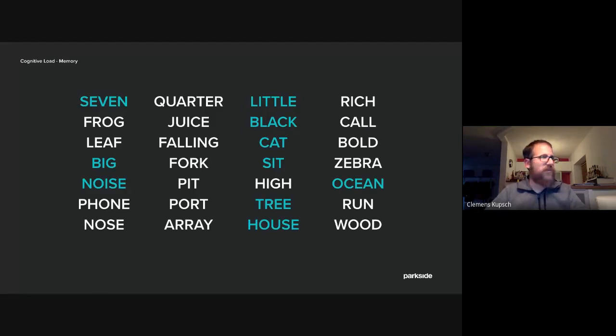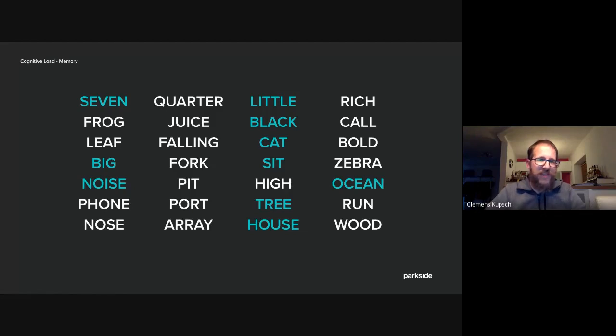For example, here I highlighted some of them. And this again is a very personal thing, so it could be different for every one of you. But here we could build a sentence like 7 little black cats sit in a treehouse at the ocean and make big noise. So we chunked all those words into one sentence, and we would be able to remember them, even in the right order.